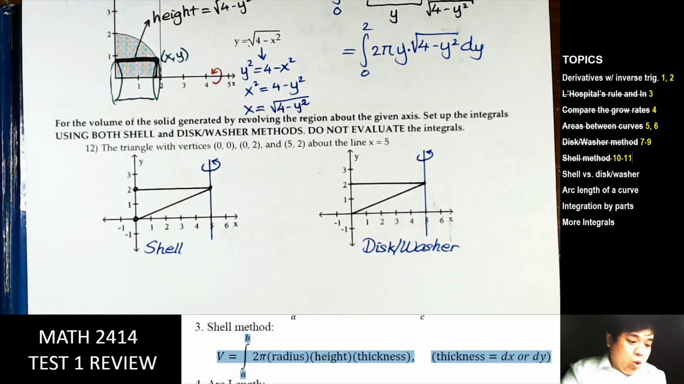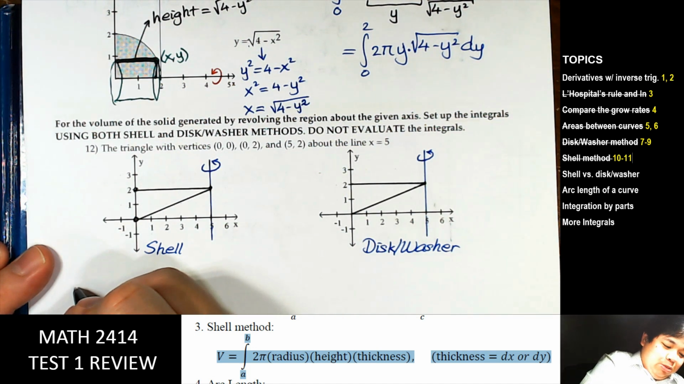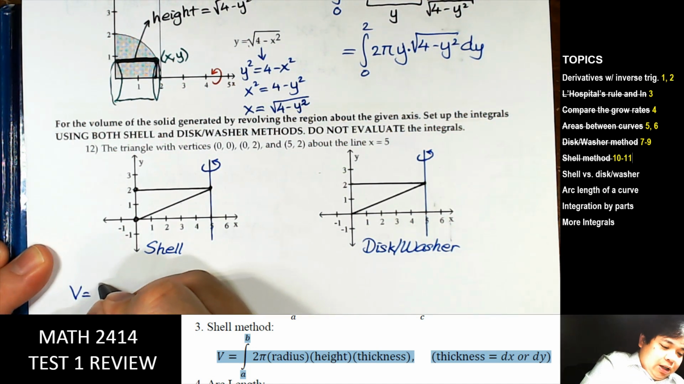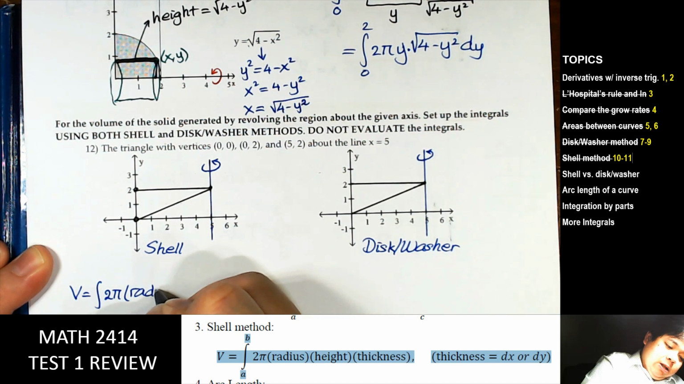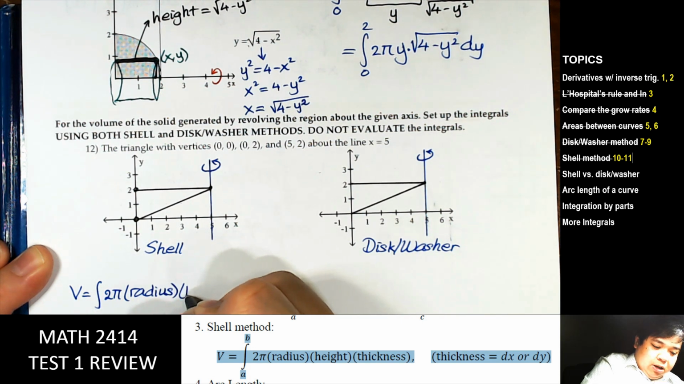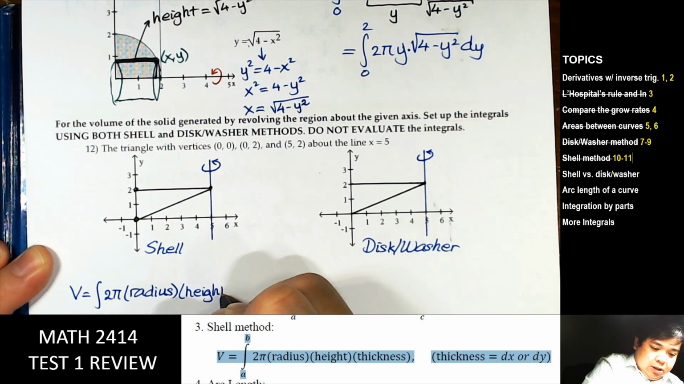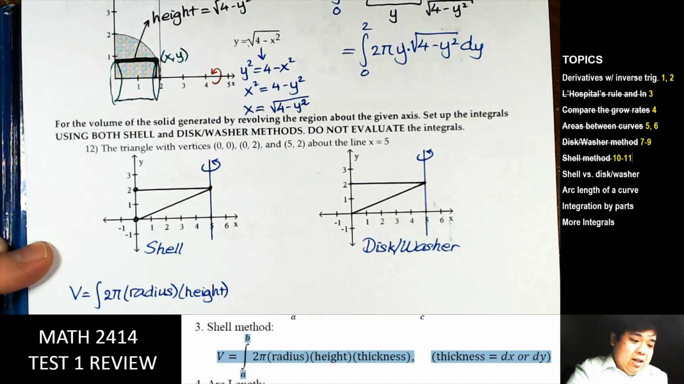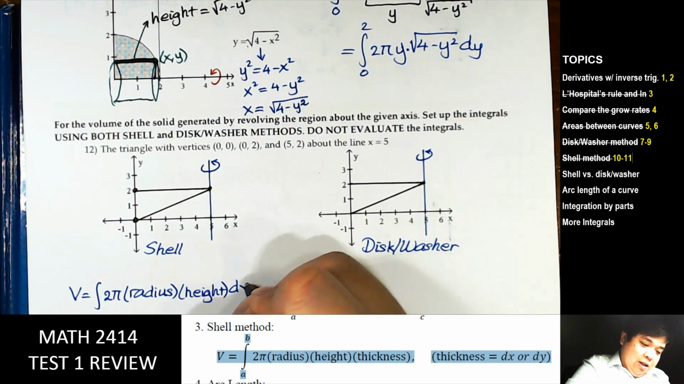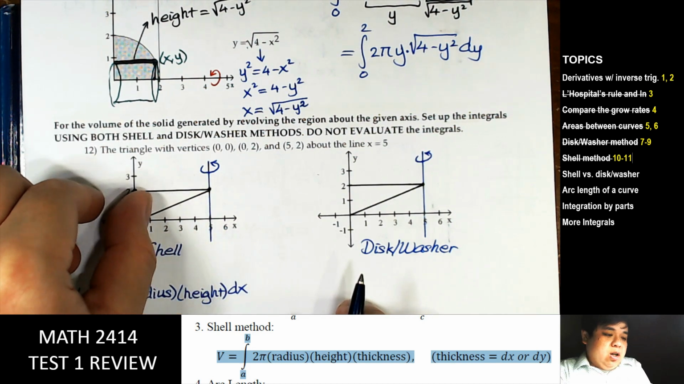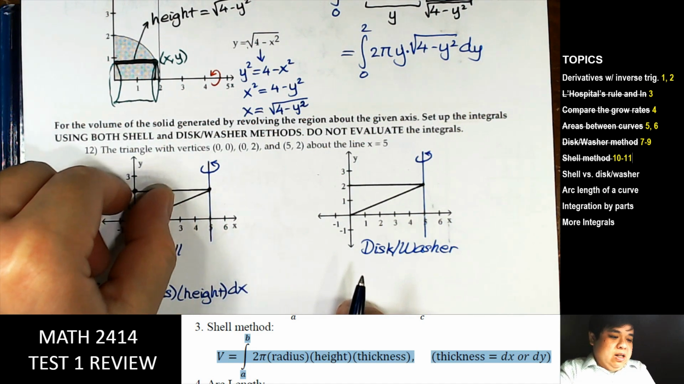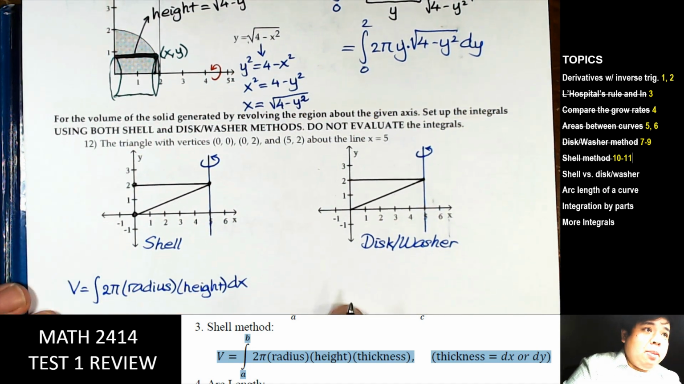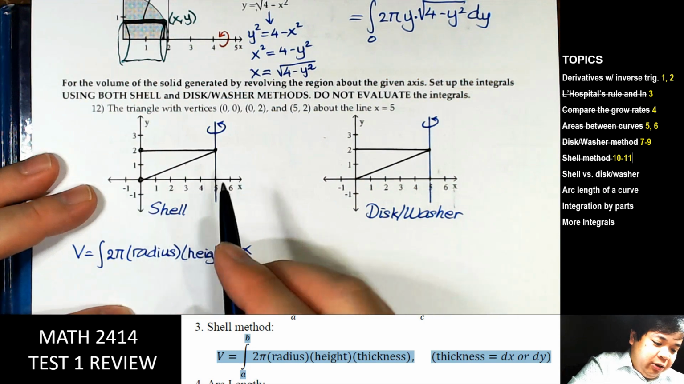So the shell method is going to be a dx. The shell formula is still there. So the volume equals 2 pi, the radius, times the height. This is going to be the dx because we go perpendicular to the axis of rotation, and with that it should be the dx. The limit for x here will be 0 to 5.